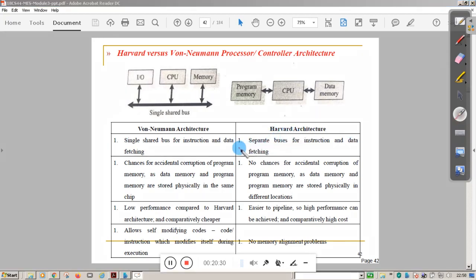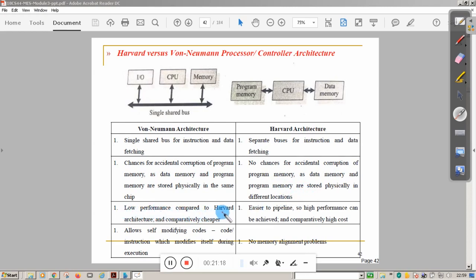Now you can see the difference between Harvard architecture and von Neumann architecture. In von Neumann there is a single shared bus between memory and input output, but in Harvard there is a separate bus for program memory and a separate bus for data memory. Von Neumann has a single shared bus for instruction and data, while Harvard has separate buses. In von Neumann there is a lot of chance of accidental corruption of program memory, as data memory and program memory are stored physically in the same chip. In Harvard there is no such chance, because they are stored in different locations or different chips.